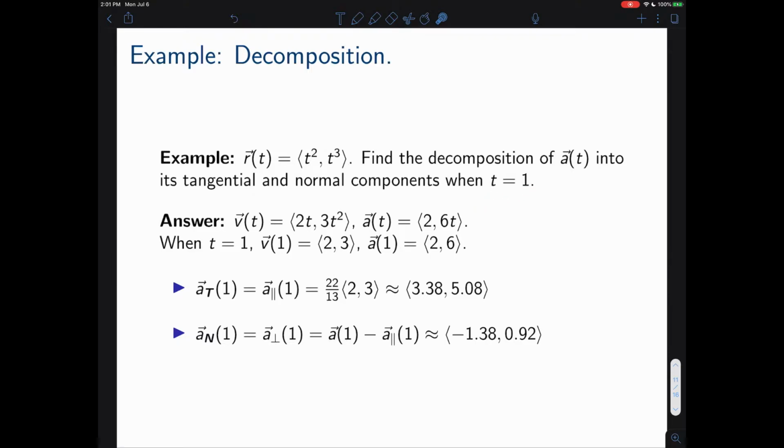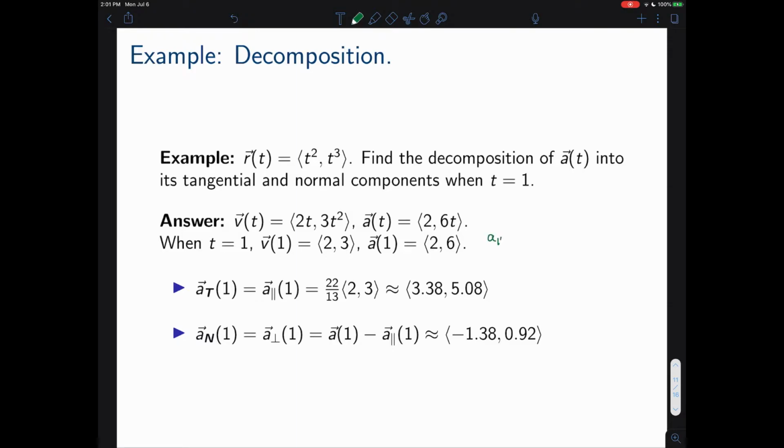So we can plug in t equals 1, and we get v of 1 is (2, 3), and a of 1 is (2, 6). So we're trying to decompose the vector (2, 6) into components that are parallel and perpendicular to the vector (2, 3). And the answers are written here, but I'll work through the formulas.